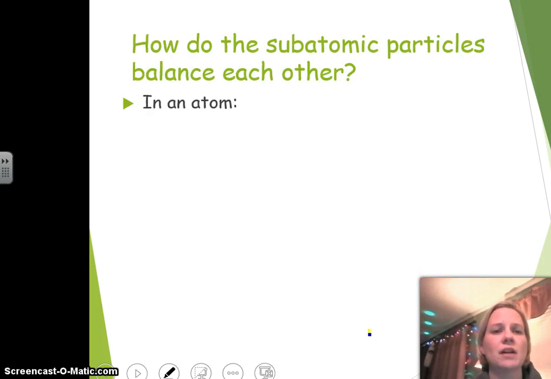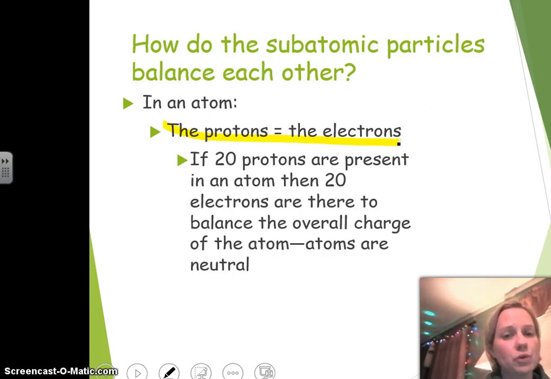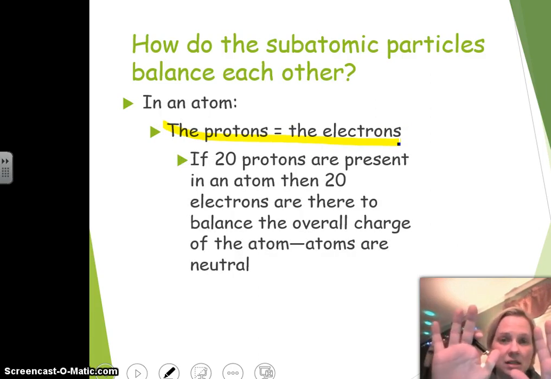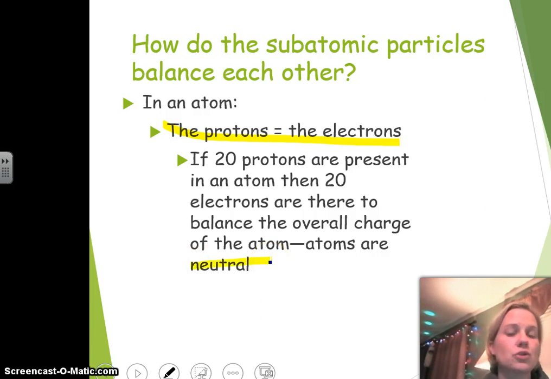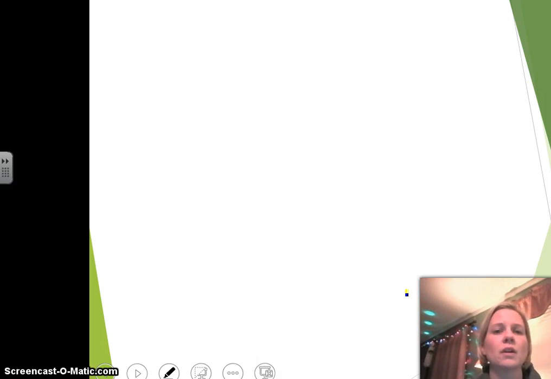So how do they balance each other out? The number of protons equals the number of electrons. If I've got 20 protons, I've got 20 pluses, and I've got 20 minuses, they're going to cancel each other out. So my overall charge is going to be neutral because I've gotten rid of the charges. They equal each other out. Neutrons have no charge and therefore are not going to have an effect on the overall charge of the atom.